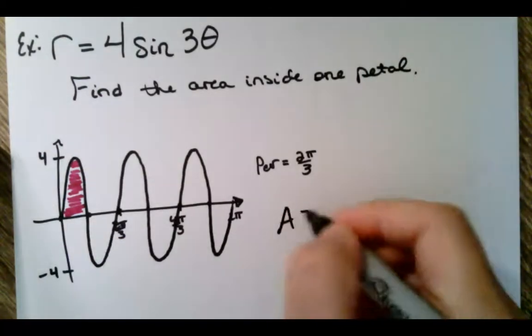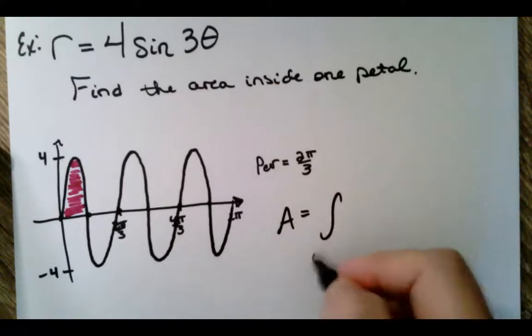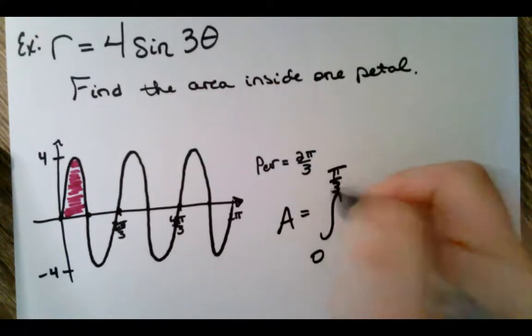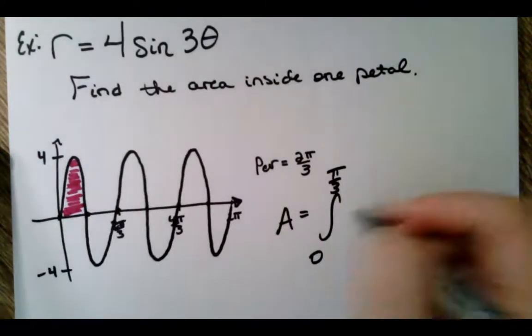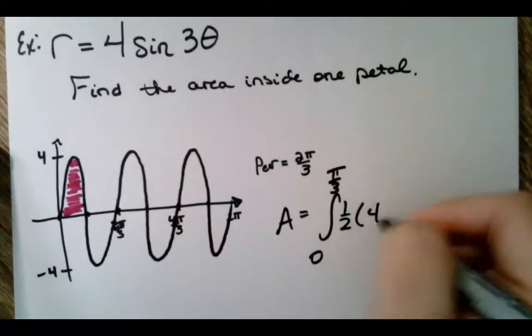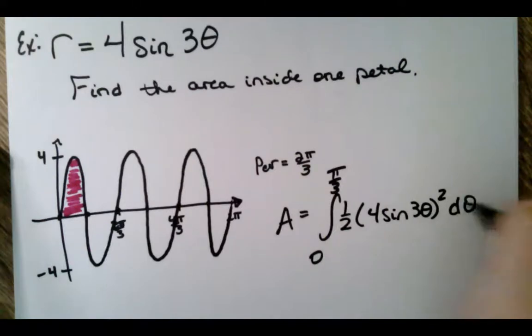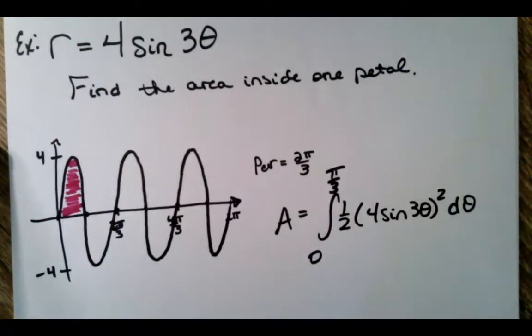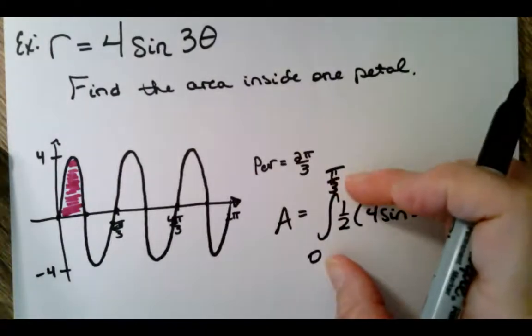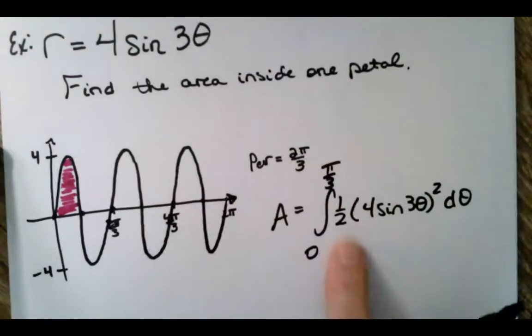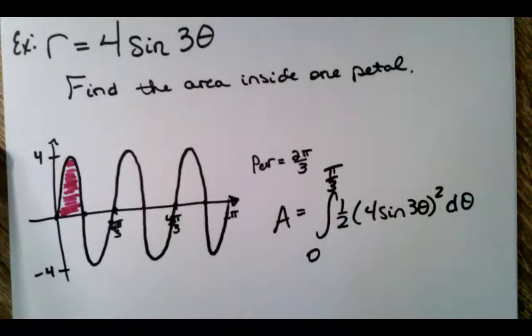And so this area is going to be equal to the integral from 0 to pi over 3, 1/2 r squared d theta. Again, the challenge here being figuring out the theta where you begin and where you end. 1/2 (4 sine 3 theta) squared d theta.